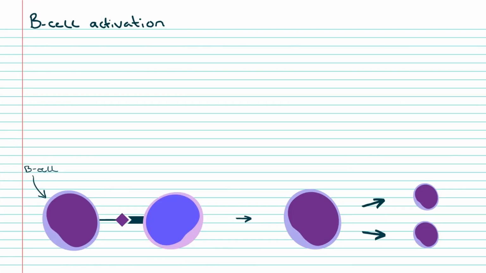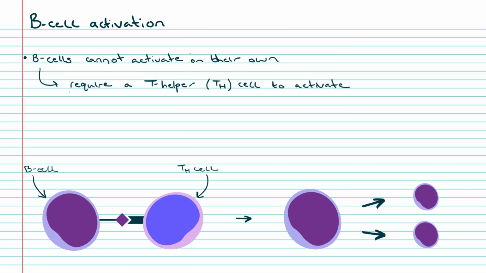The next stage of the B cell response involves B cell activation. B cells cannot activate on their own after detecting an antigen. Instead, they must be activated by a T helper cell. The T helper cells are able to activate other immune cells, such as B cells and phagocytes, and are produced during the T lymphocyte response.